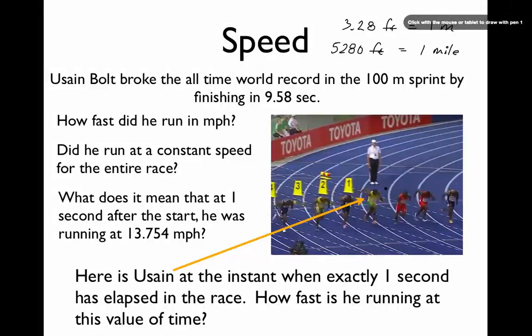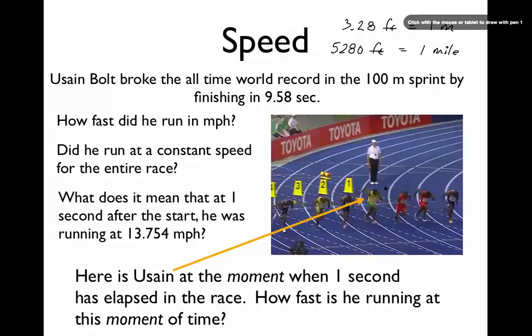So how we're going to clarify this question, what does it mean that at 1 second he's running 13.754? We're going to talk about what's called a moment. Here is Usain at the moment when 1 second has elapsed. How fast is he running at this moment of time? And by moment, we're going to mean a small change. A small change. Okay? That's different than differential. We'll get to the difference in a second. But by a moment, now we're saying, let life be blurry. Okay? So speed is blurry.